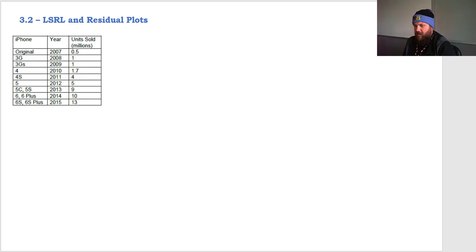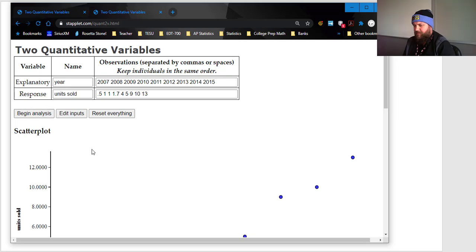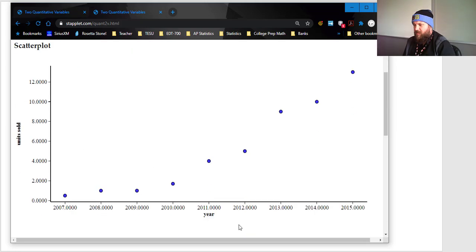So we have some data here for our iPhones and the year they came out and how many units were sold in millions. So let's take this data and put it in a Statlet and see what type of scatter plot we get. So we've got the data right here already listed for us. Again, our explanatory is year, response is units sold. And there's our scatter plot.